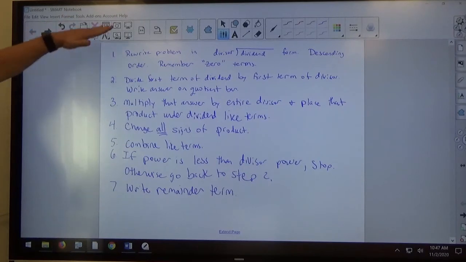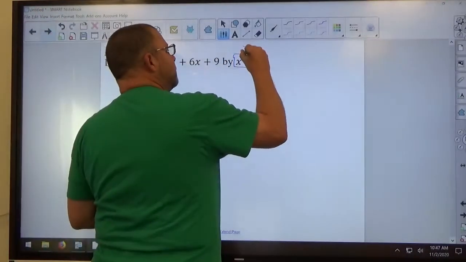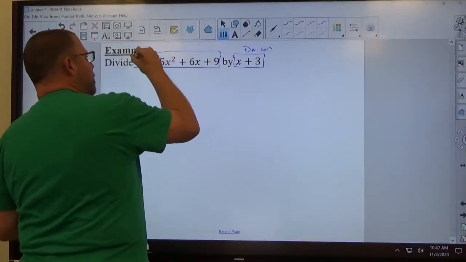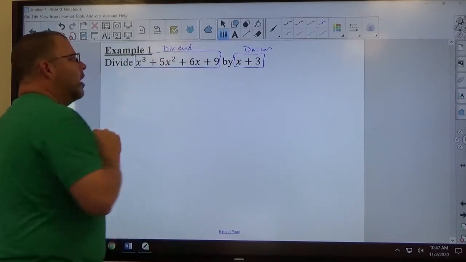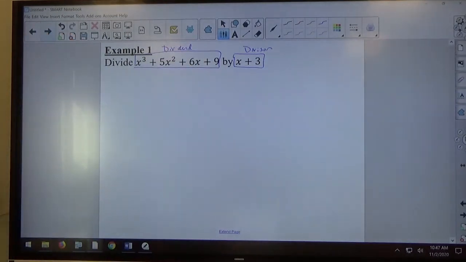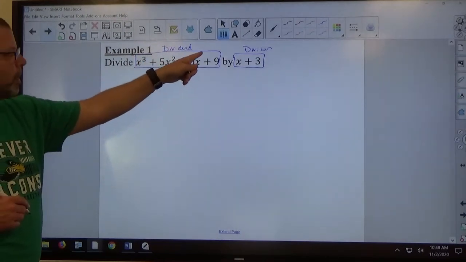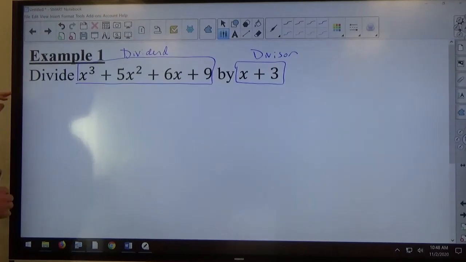So first thing we do is rewrite the problem in divisor, dividend form, descending order, 0 terms. So what we're dividing by is called the divisor. And what we're dividing into is called the dividend. A 0 term happens on the dividend if there's a power of x missing. If you look at this, x to the 3rd power, x to the 2nd power, x to the 1st power, and constant, there's no power of x missing. So I don't have to worry about 0 terms in this one.